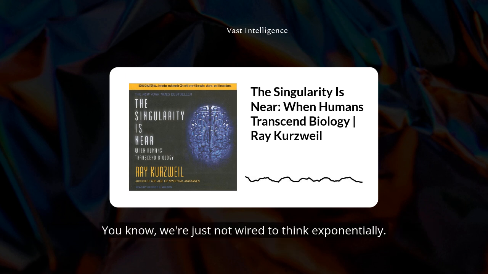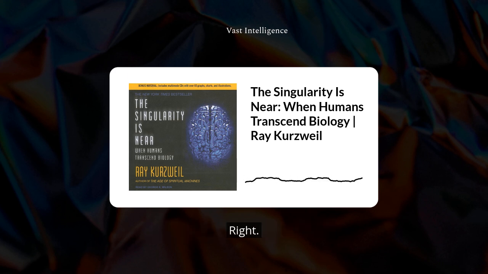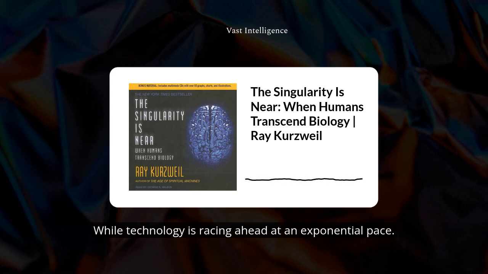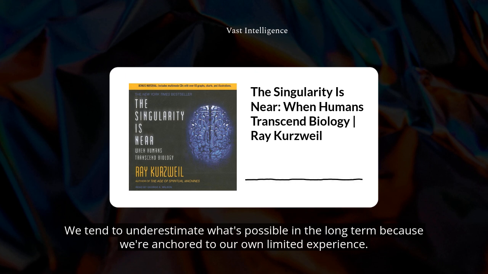Okay. We're just not wired to think exponentially. So we're stuck in a linear mindset? Right. While technology is racing ahead at an exponential pace. Exactly. And that can lead to a sense of pessimism. This feeling that we're just incapable of keeping up with these rapid advancements. Right. We tend to underestimate what's possible in the long term because we're anchored to our own limited experience.